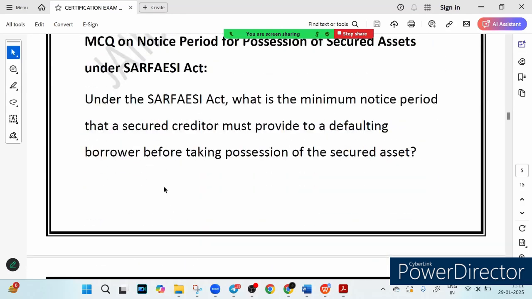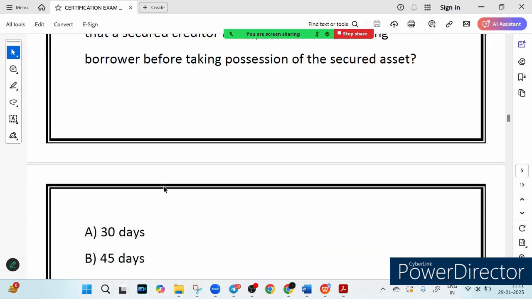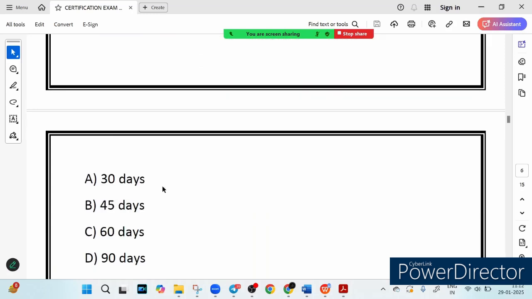Now let's see the next question. Under the SARFAESI Act, what is the minimum notice period that a secured creditor must provide to a defaulting borrower before taking possession of the secured asset? Very good question, right? So we will break down each and every option, explaining in simple terms. The options are: 30 days, 45 days, 60 days, and 90 days.